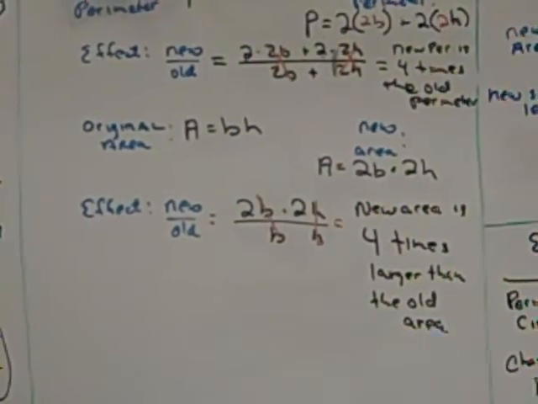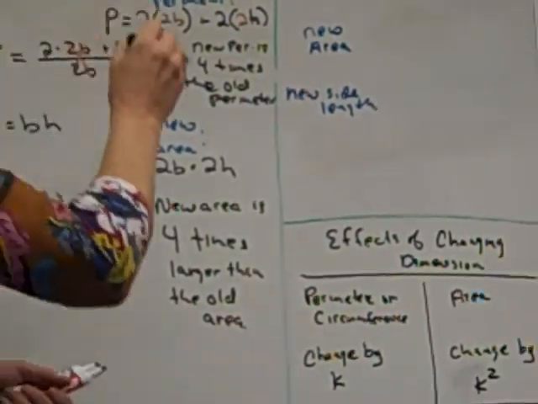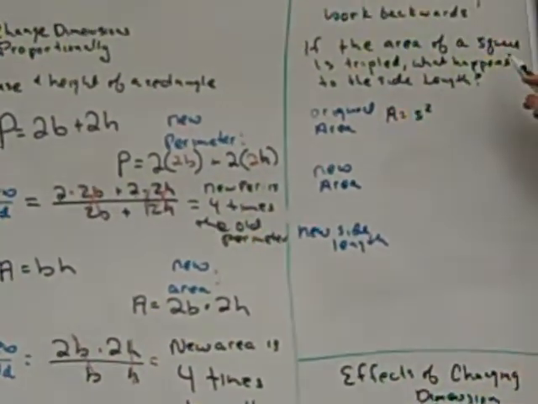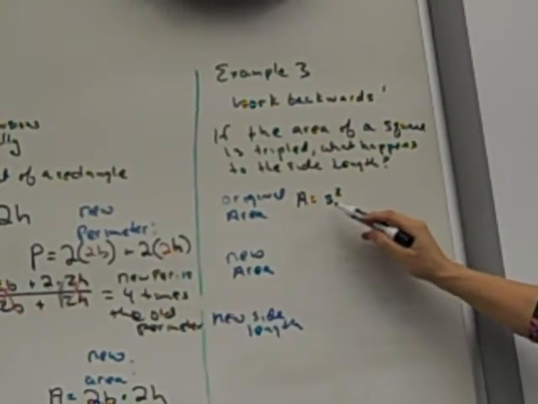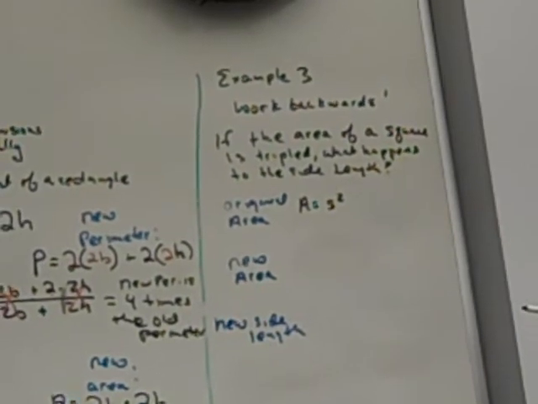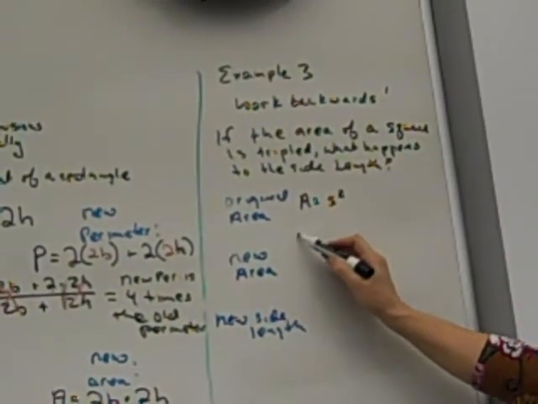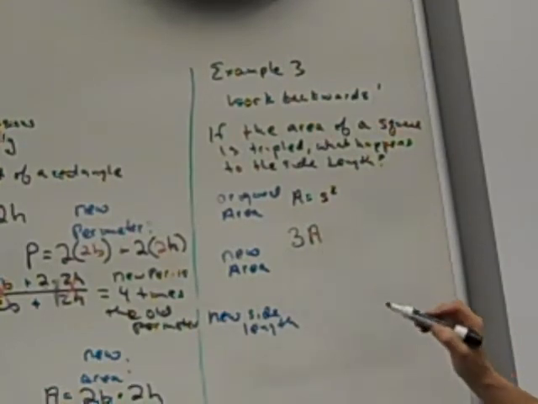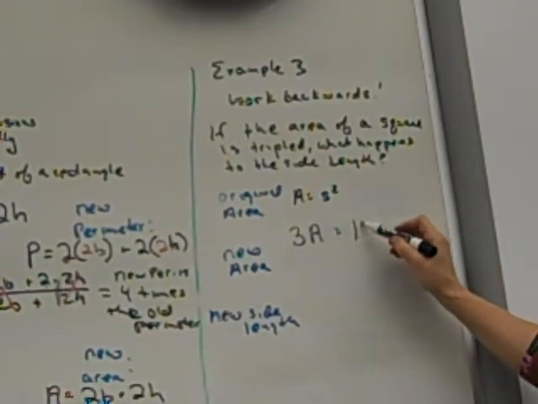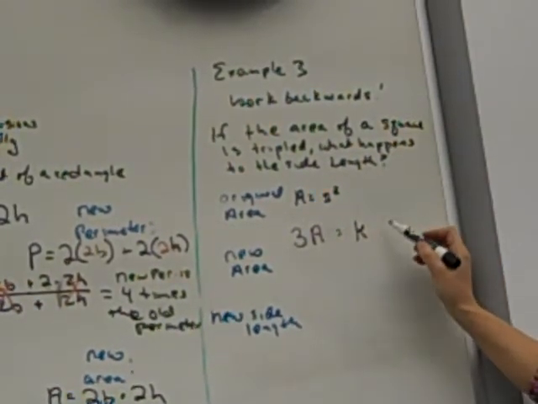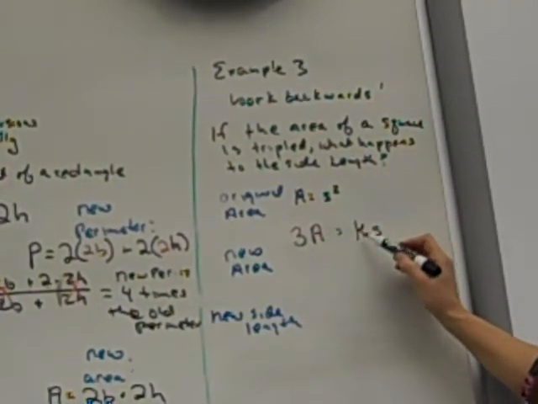What if we need to go backwards? Okay, let's look at example 3. If the area of a square is tripled, what's going to happen to the side length? We'll start with our original area formula. Area equals the side squared. Now my new area, the area changed. It's 3 times the old area. And the side length changed. It was multiplied by something to get the new side length. So, we'll let that number be k. So k times some number is the new side length, and that's going to be squared also.